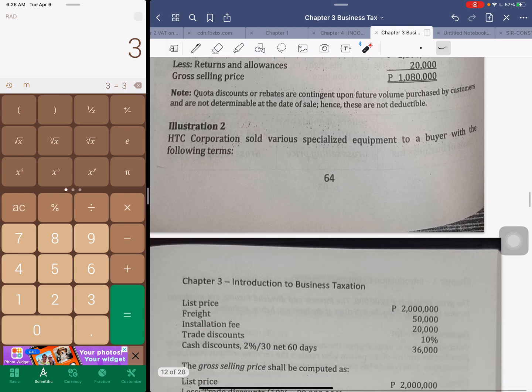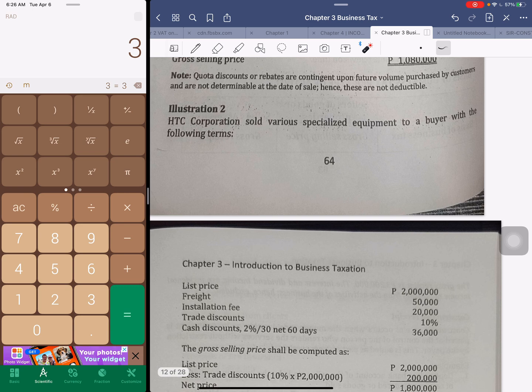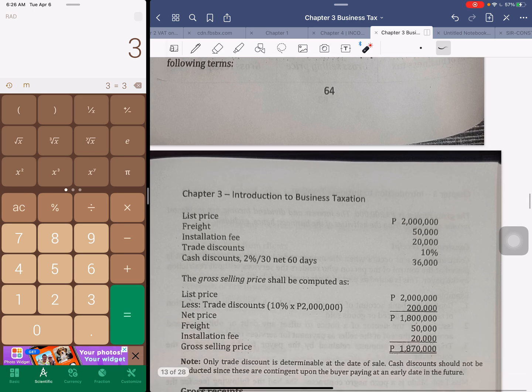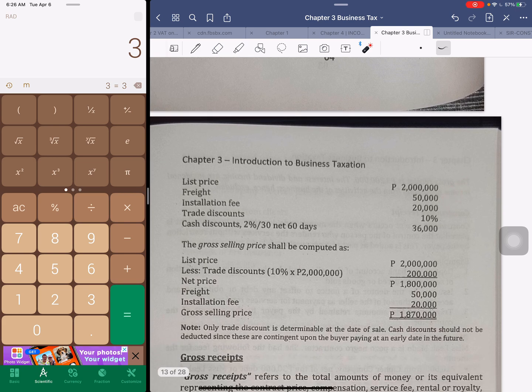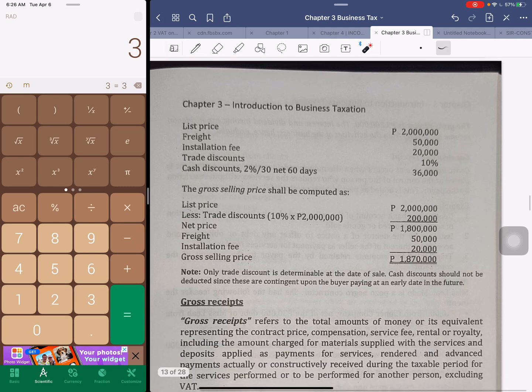Okay? Illustration number 2, HTC Corporation sold various specialized equipment to a buyer with the following terms. List price 2 million, freight 50, installation 20. Okay. Trade discount 10%, cash discount 36%. So, sama mo lang yung 2 million, 50, at saka 20. Then, i-deduct mo lang yung 10% dito sa list price.